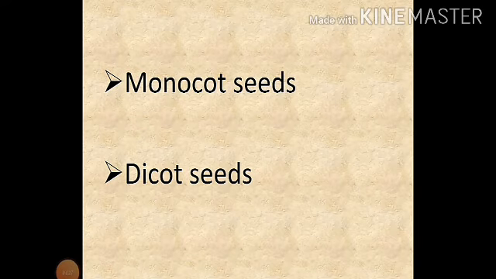Then we have learned about monocot seeds and dicot seeds. So what are monocot seeds? Monocot seeds are the seeds which cannot be split into two equal halves. Dicot seeds are the seeds which can be split into two equal halves. Those seeds are known as dicot seeds. Okay, so that's all in this chapter.